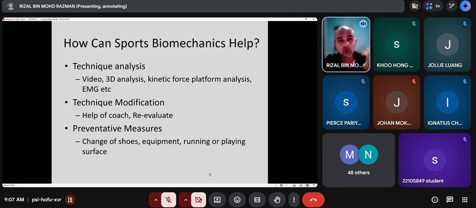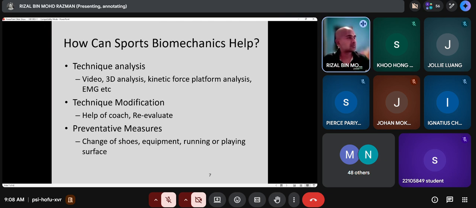Then equipment, using different types of equipment. Hockey stick, for example. You have different stiffness. You have fiberglass sticks. You have fiberglass with 30% carbon. You have fiberglass with 50% carbon. Then you have 100% carbon hockey sticks. What is the difference? How does it change in terms of performance? How does it change in terms of injury? So you use a stiffer stick, there'll be more vibration on the hands. How will that affect your hands over the long term? So those are things that biomechanists look into as well.